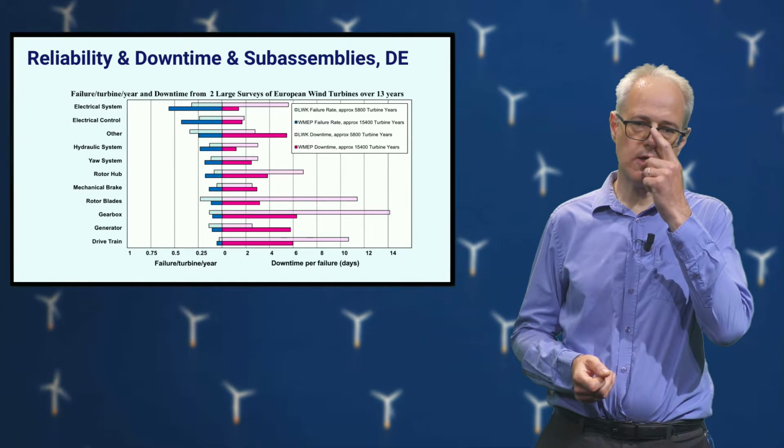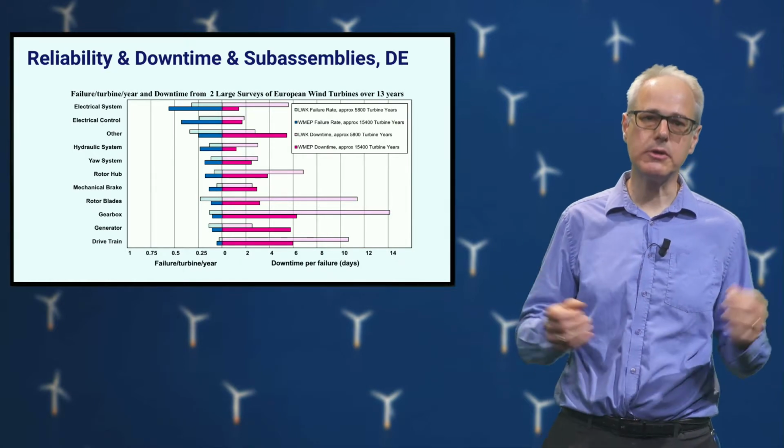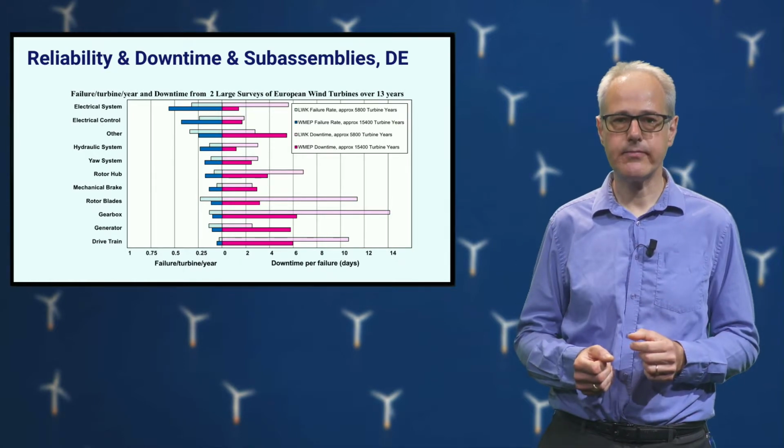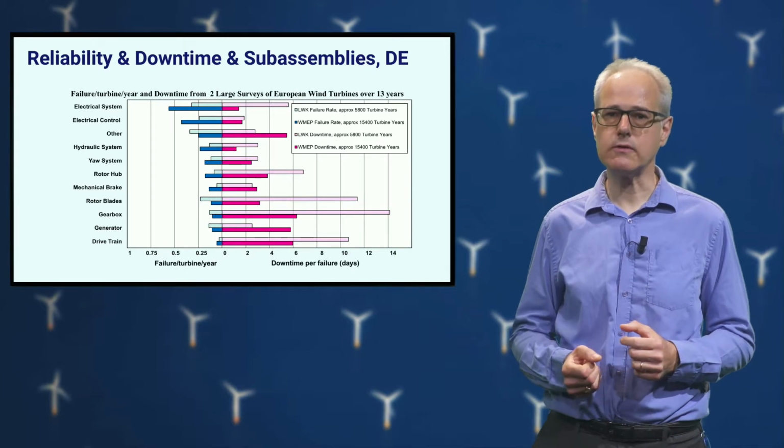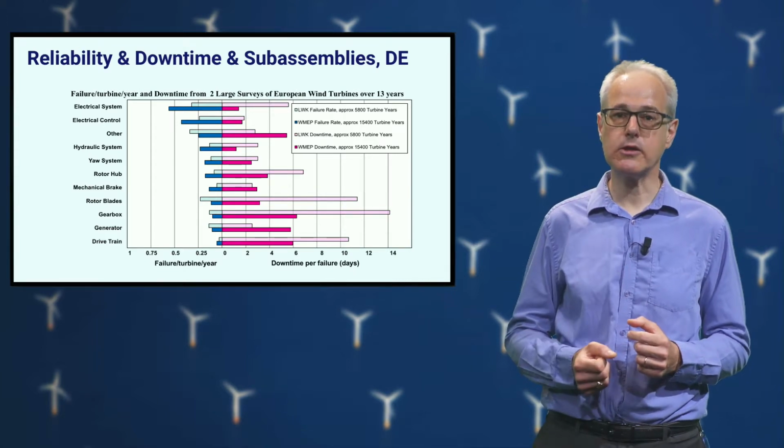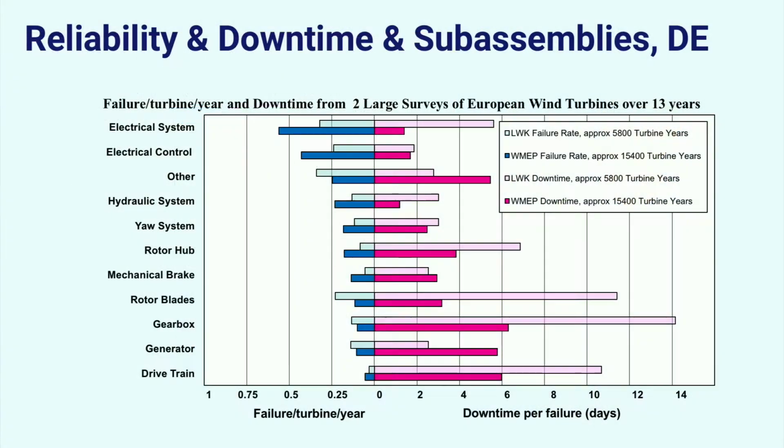Let's look at one of the earlier studies of a large number of German onshore wind turbines. Although this study was for an onshore fleet, similar trends have been seen offshore. The figure shows failure rate in blue to the left side of the bar chart and downtime per failure in pink on the right-hand side. 2 different fleets of turbines were studied, which is reflected in the light and dark colours.